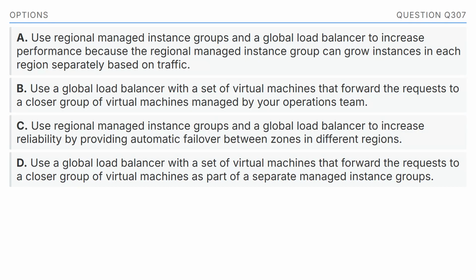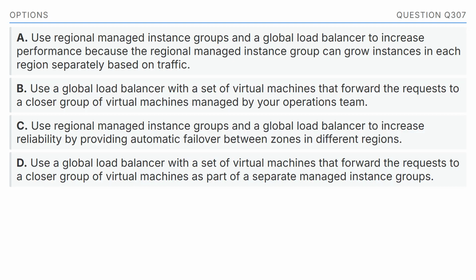The options are: Option A, use regional managed instance groups and a global load balancer to increase performance because the regional managed instance group can grow instances in each region separately based on traffic. Option B, use a global load balancer with a set of virtual machines that forward the requests to a closer group of virtual machines managed by your operations team.